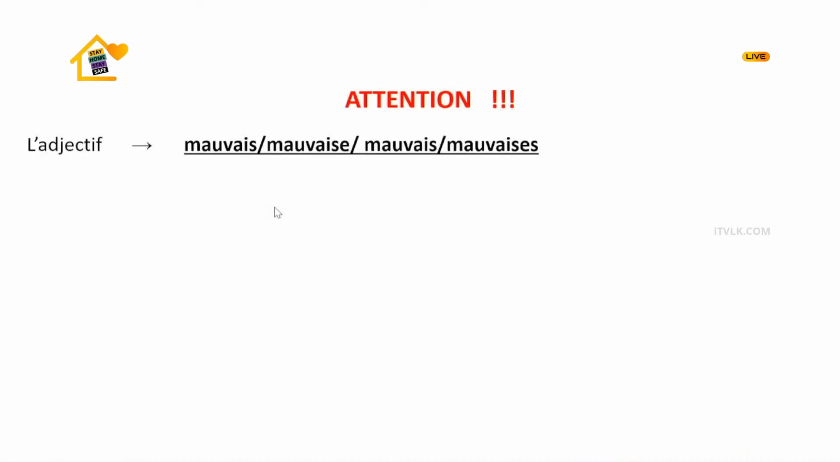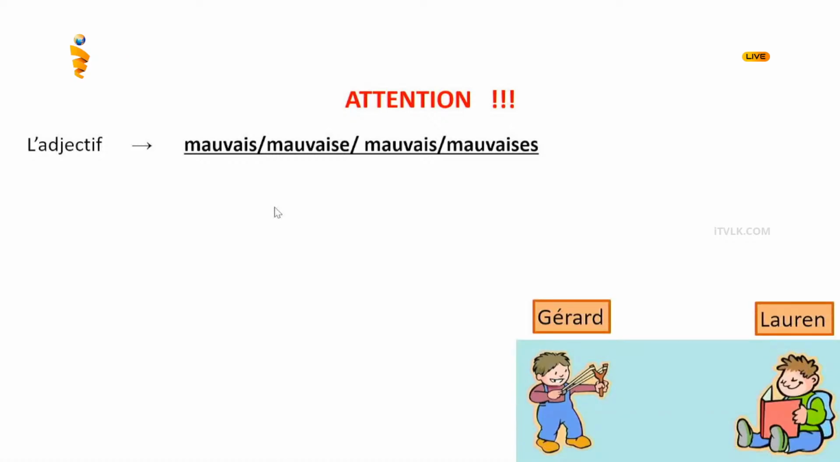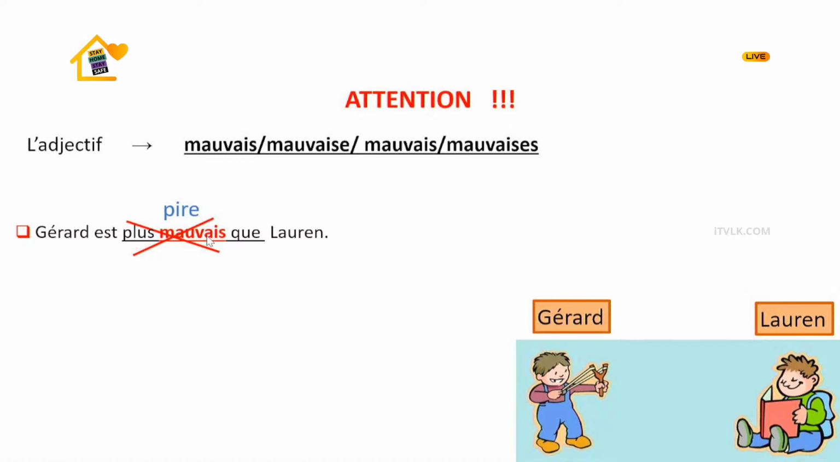The other adjective is mauvais. With mauvais, here I'm going to compare Gerard and Laurent, these two kids. So with these two kids, I have given you a sentence. Gerard est plus mauvais que Laurent. Gerard is worse than Laurent. So even there, according to the structure, it is correct. But since this is an exceptional case, you cannot use plus mauvais. Instead of that, you have to use pire. Worse, pire. You have a single word for that, pire.